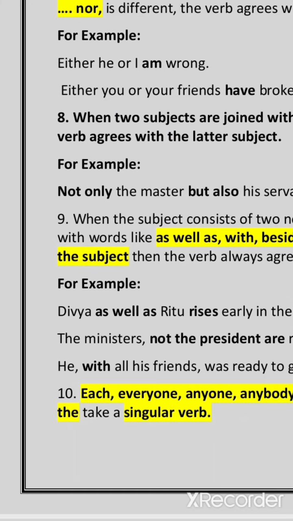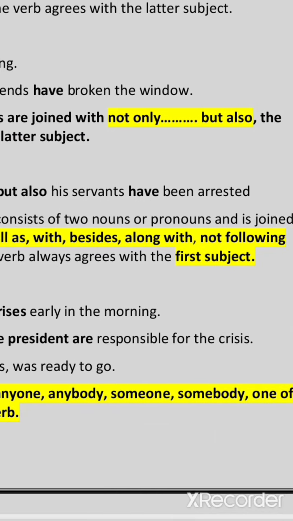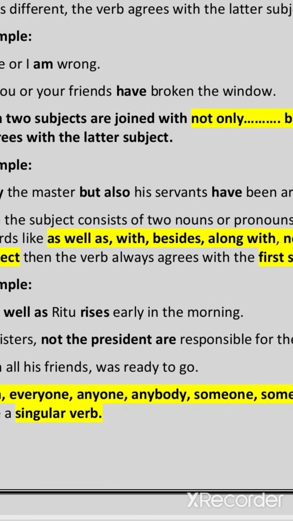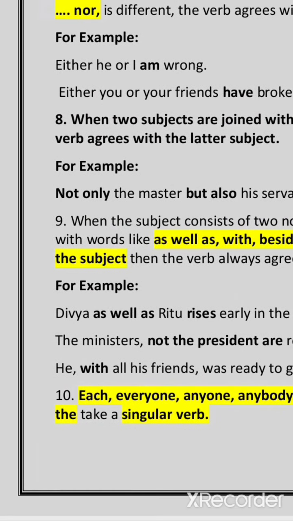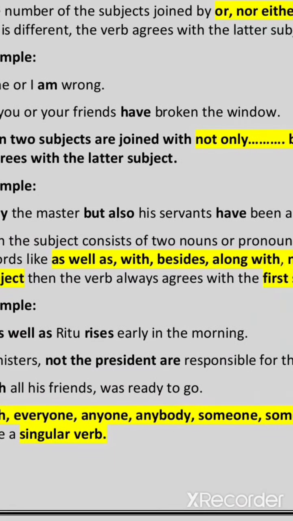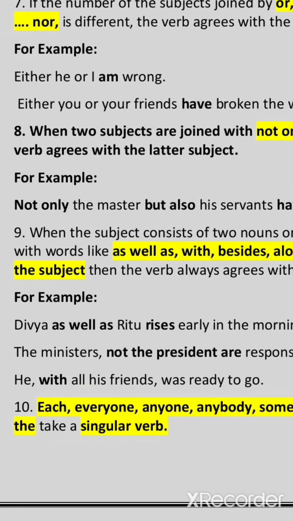Now moving ahead to rule number 9. When the subject consists of two nouns or pronouns and is joined with words like as well as, with, besides, along with, not following the subject, then the verb agrees with the first subject. Children, we have just done examples where, with either or, neither nor, if the subjects are different then the verb agrees with the later one. And if the sentence has not only but also, then the verb agrees with the later subject.